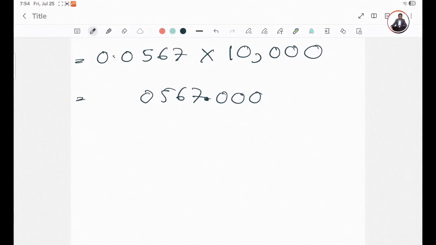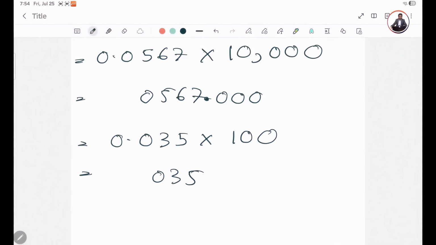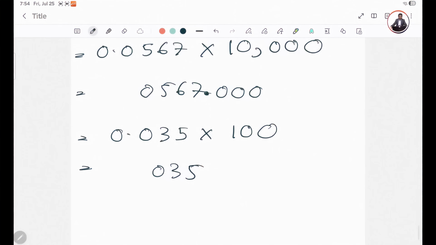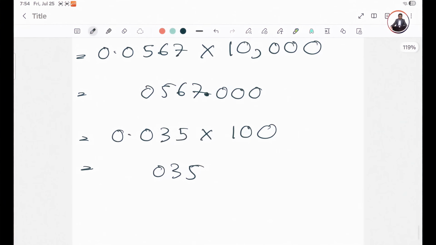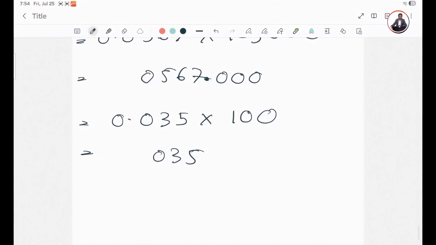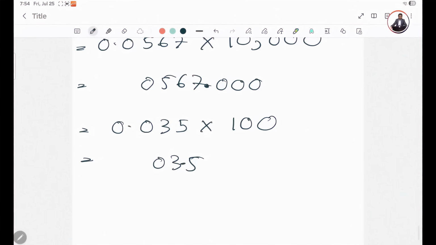Now again, 0.035, if you want to multiply with 100, what you have to do, just write the number 035 without decimal point, and then you keep the finger here. So you need to send your finger to the right, multiplication is right, and how many times is 2 times. So 1, 2, so dot here. So 3.5.